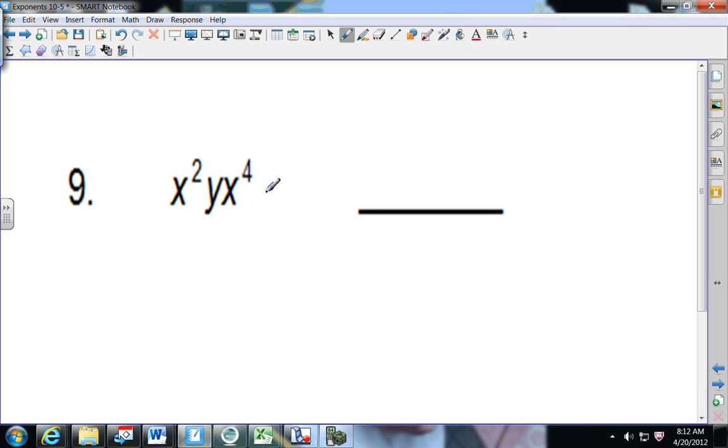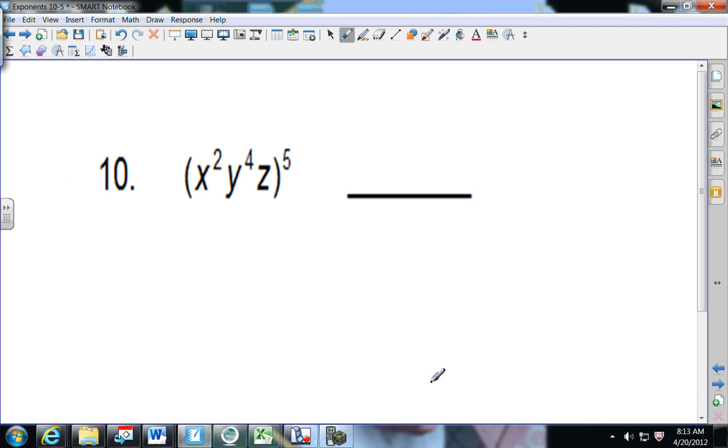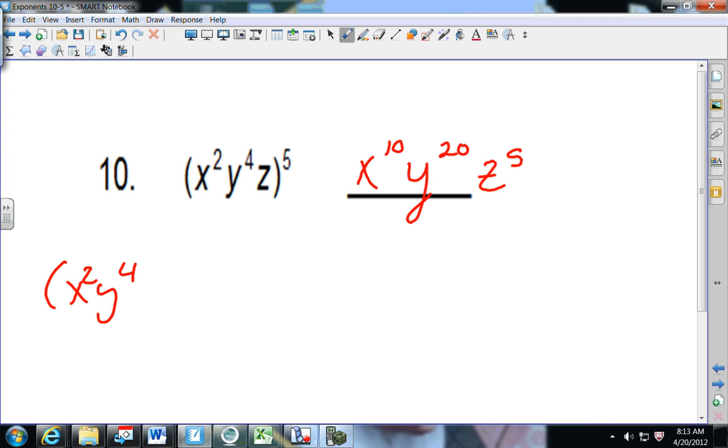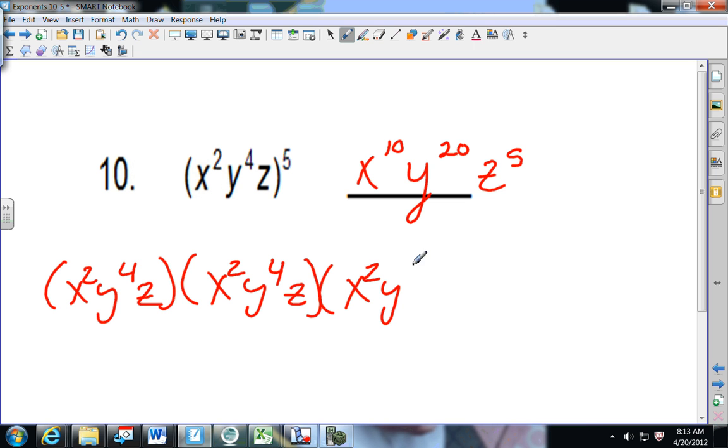Next, right here, you have x's, and you add the exponents, x to the 6th, y. You could technically write y, x to the 6th, but they're going to put it in alphabetical order. The next one, all of this inside the parentheses is raised to the 5th power. So it means you multiply the exponents. You have x to the 10th, y to the 20th, and z to the 5th. It's the same as saying x squared y to the 4th z and writing that 5 times and adding up all the exponents.